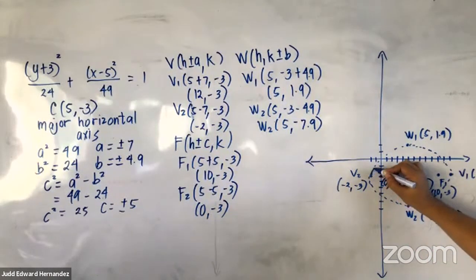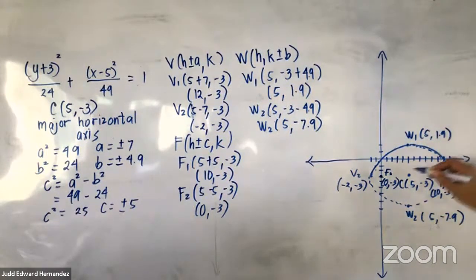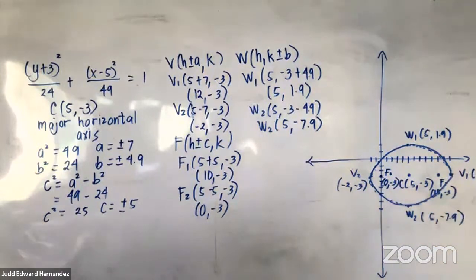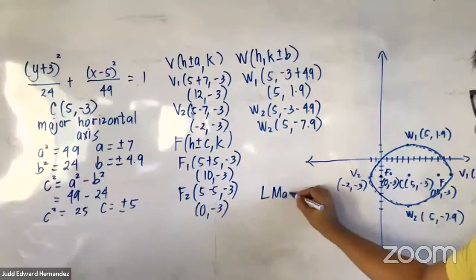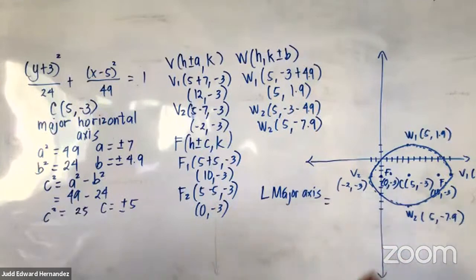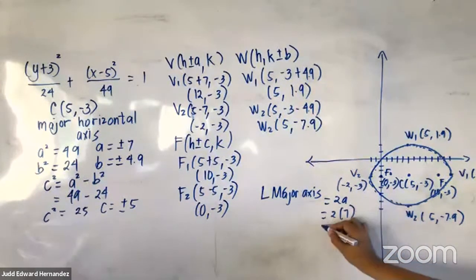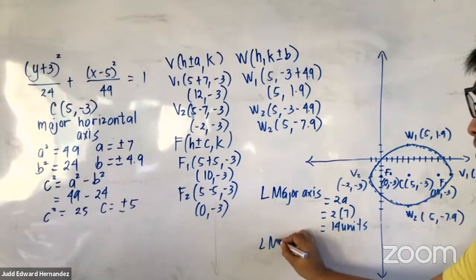Okay, so I have a question again. What is the length of the major axis? 14 po. Okay, therefore, what is the length of the major axis? That is 2a. That is 2 times 7. That is 14 units. What is the length of the minor axis?